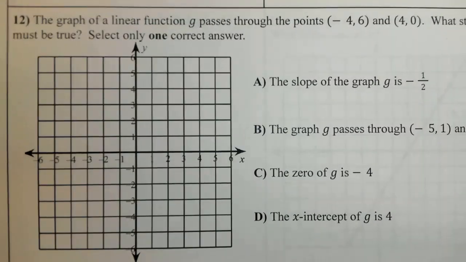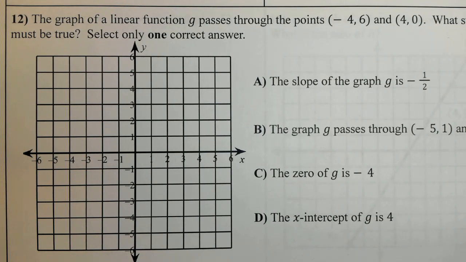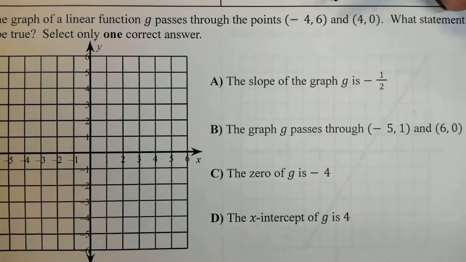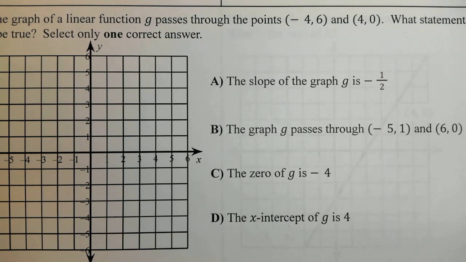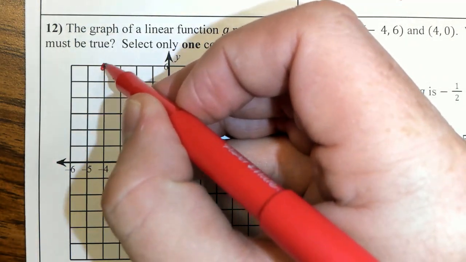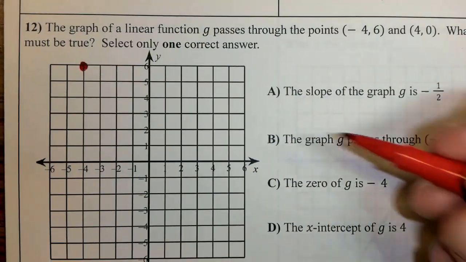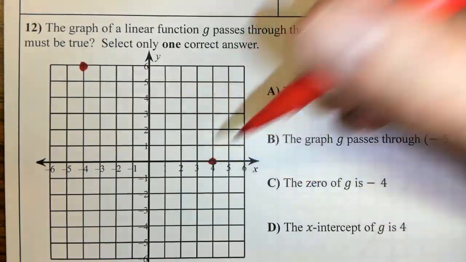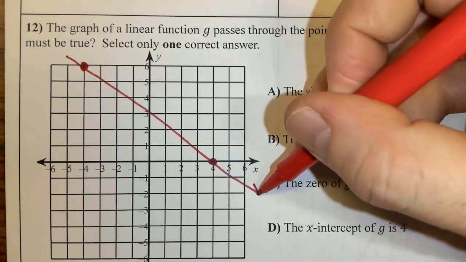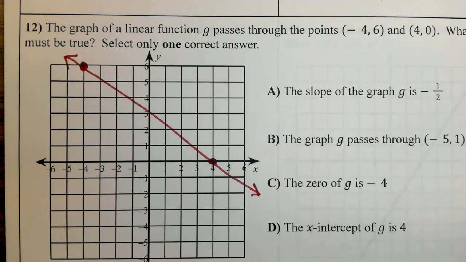So let's go to the next one. Number 12. The graph of the linear function g passes through the points, okay, gives you 2 points. What statement must be true? And there is only one, so this one tells you there's one answer. So let's go ahead and plot these 2 points first and connect the dots and then see what we can find out. So I have (-4, 6), so way up here, and then (4, 0) over here, okay? So if I connect those, that's not bad for no ruler.